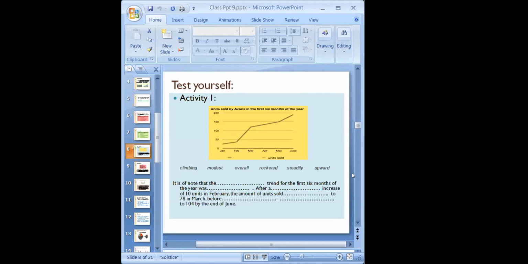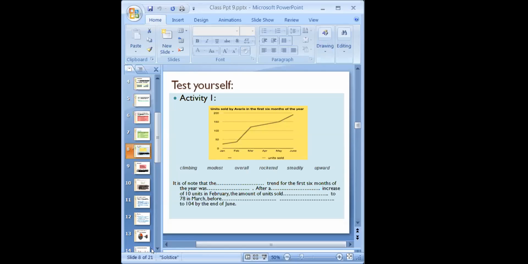So after a modest increase of 10 units in February, the amount of units sold rocketed. So look at February to March, everyone. What is happening? February to March, there's a huge increase, a sudden increase, a very important increase, right? So you can say rocketed to 78 in March before climbing steadily to 104 by the end of June, right? Now look at March to June we are looking at. So this is just a very small sample of the big answer that you need to write in the exam.